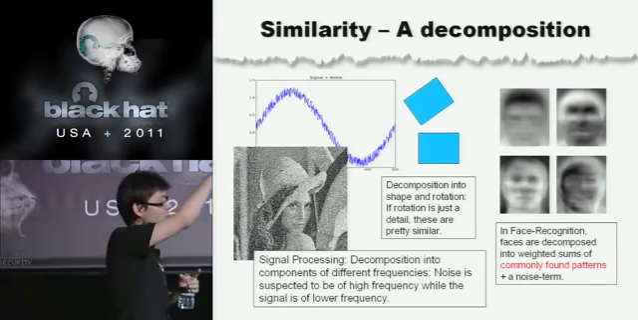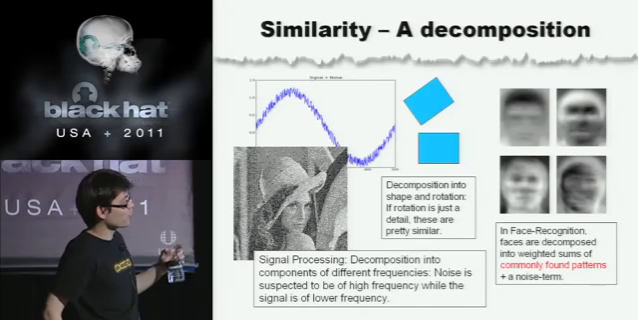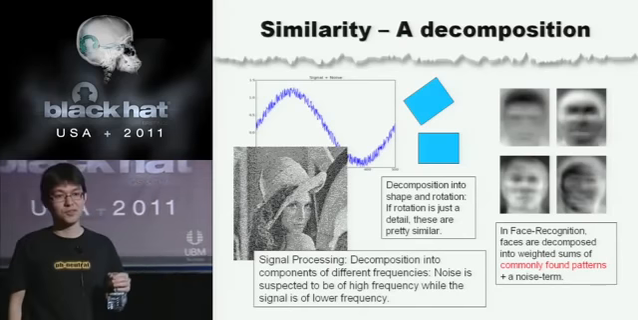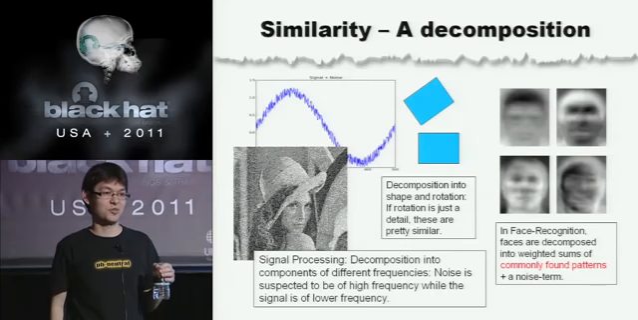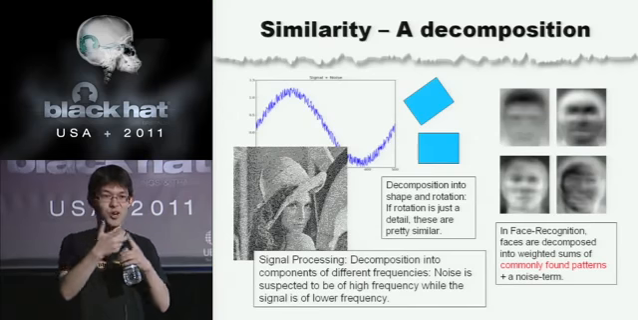For example, if you look at the two rectangular things there, if rotation is a detail, then they're pretty similar. So you would say colors are the big picture, shapes are the big picture, and rotation is the detail.